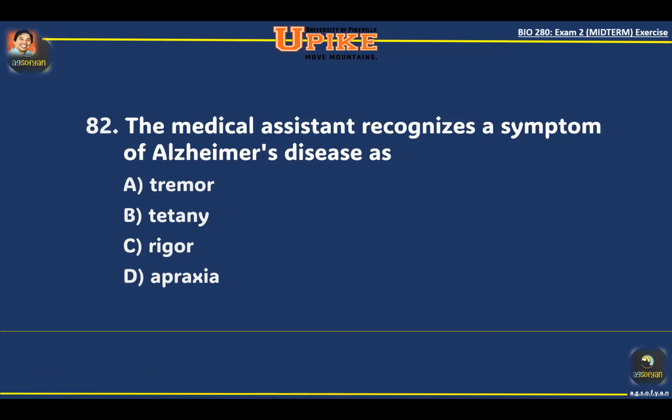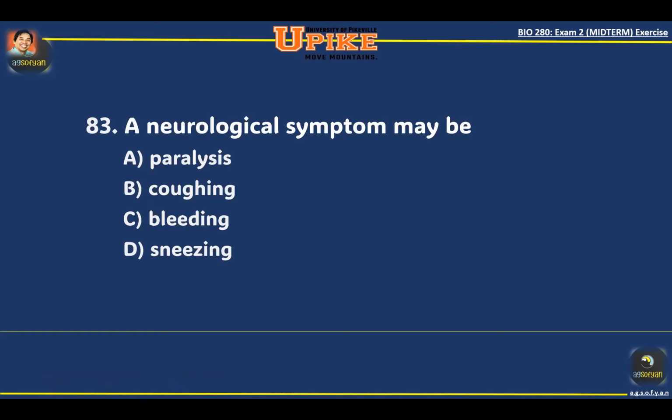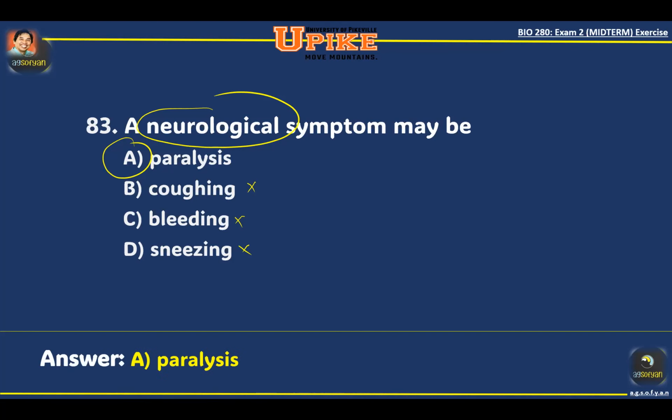The medical assistant recognized a symptom of Alzheimer's disease. So Alzheimer's disease, mostly they have a condition called apraxia. It's apraxia. A neurological symptom may be, if it is neuron or nervous system, it will not be coughing, bleeding, or sneezing, but it's going to be paralysis, which is being unable to move the muscles or part of our body because there is no order from the nervous system.